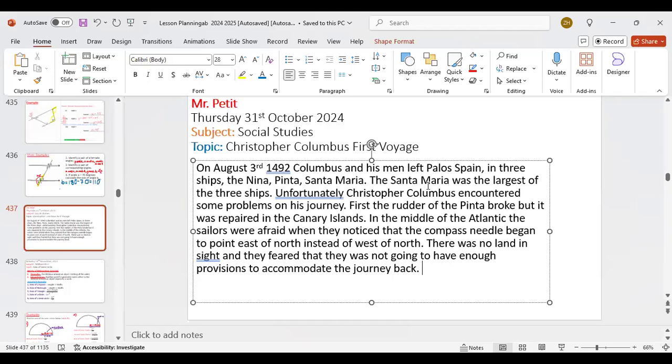On October 10th, the men complained, saying that they could endure no longer. They're like, we can't endure any longer. But at about 2 a.m., land was sighted by Rodriguez.